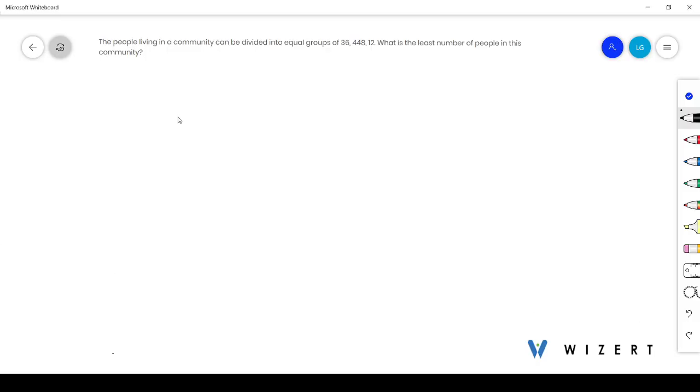Our question is, the people living in a community can be divided into equal groups of 36, 448, 12. What is the least number of people in this community? Now, to find the least number of people, we need to find the least common multiple of the given three numbers, that is 36, 448 and 12.